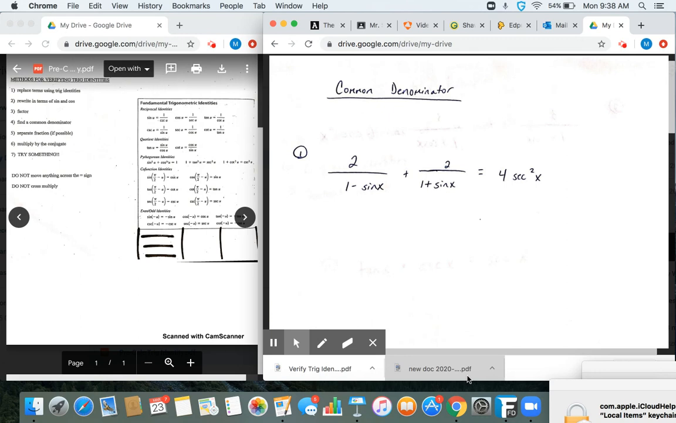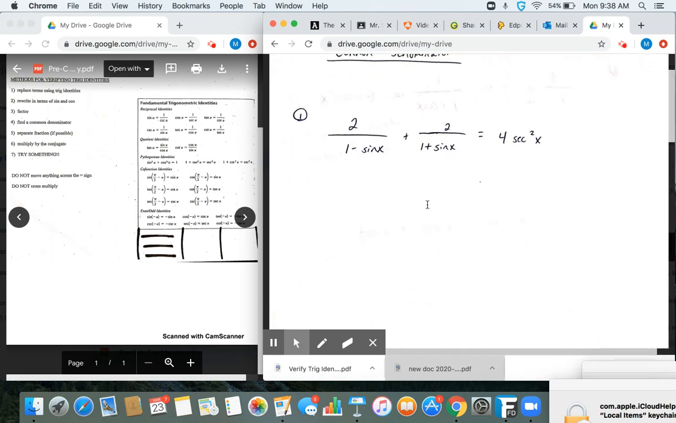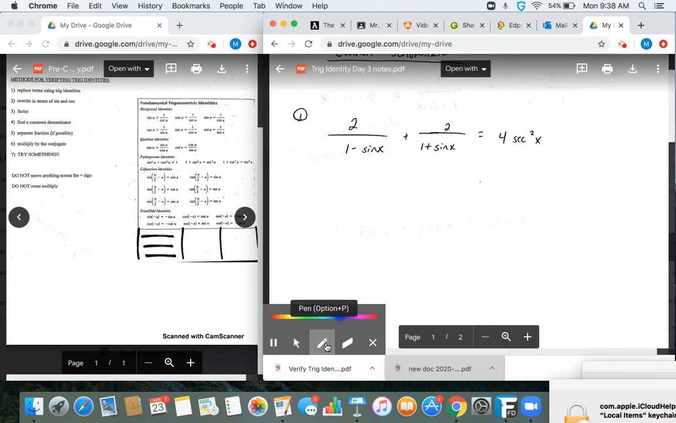So if you take a look, see what we're given here. The first thing we would say is, all right, well, the two denominators, 1 minus sine x, 1 plus sine x. What we called our least common denominator would be the first thing that we would form. So I'm going to write that here: 1 minus sine x and 1 plus sine x.